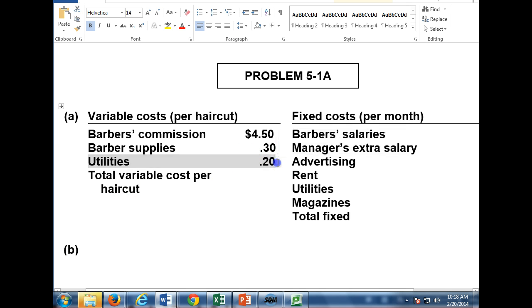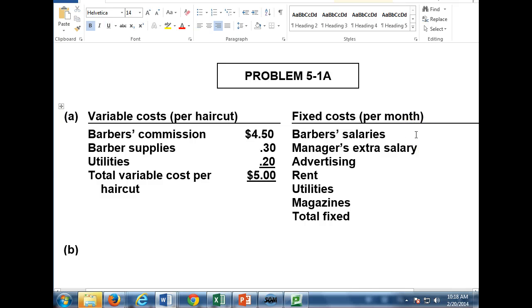Right, but these are just the variable costs we're looking at. So we've got variable cost of the $4.50, the 30 cents and the 20 cents. Our total variable cost per haircut, $5 a haircut, aren't they? So that's the amount we know that we have per haircut. It's just going to happen per the cut. But now we've got a bunch of fixed costs.